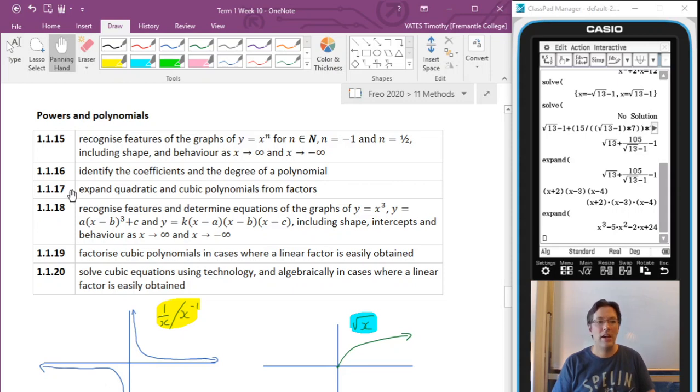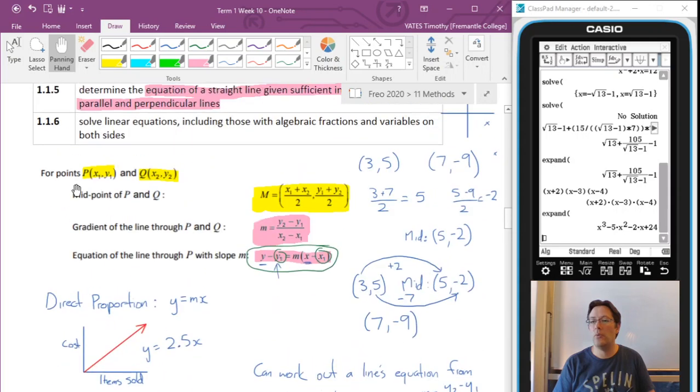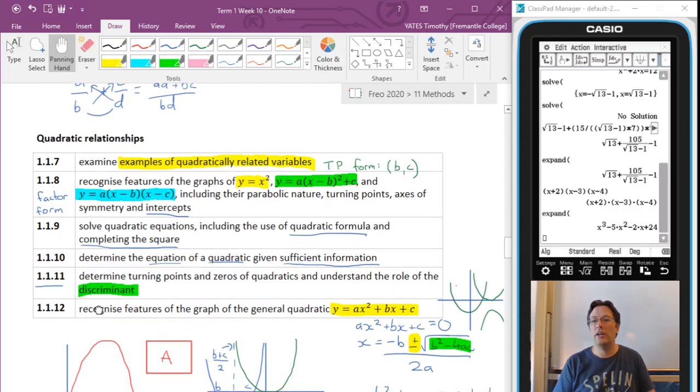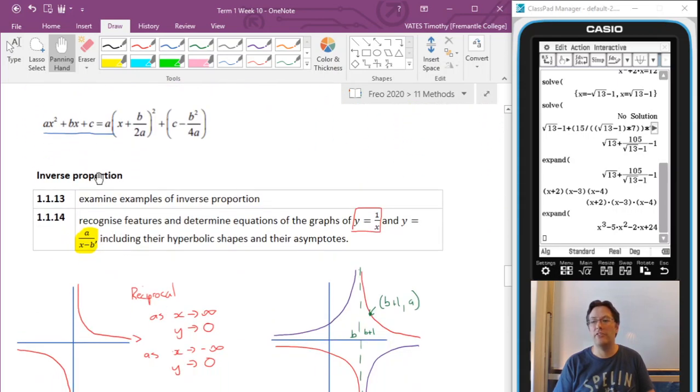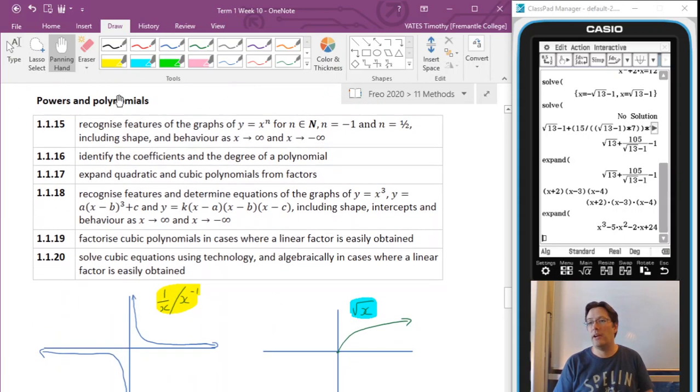Okay, so now what we looked at previously was what we had to know for our linear relationships, followed by our quadratic relationships and some of our inverse proportions, our reciprocal function. So next, we're on to powers and polynomials. What we have to be able to do is recognize features of the graphs of y equals x to the power of n, and this is a special thing that basically means for all positive integers.